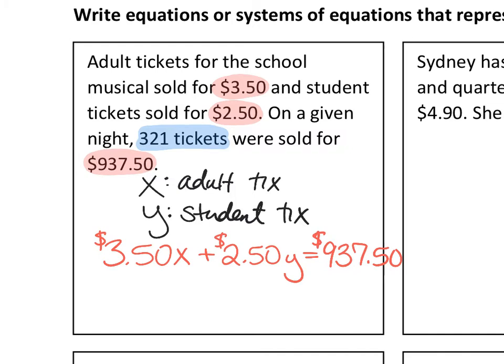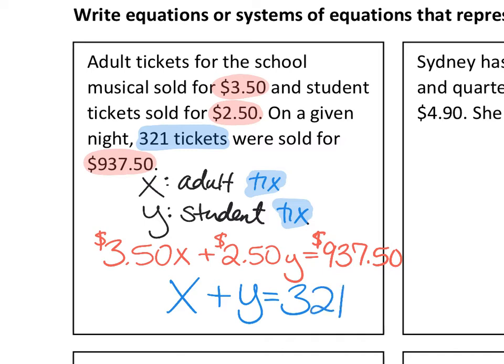Now we have one more number up there because we have one more equation to write. A system has two. We have 321 tickets. Where else do you see the word tickets? Adults and students. So we're saying a total number of these tickets is 321. How do I write a total equation? X and Y and total. X plus Y. To total something up, we add them together and we get the total.